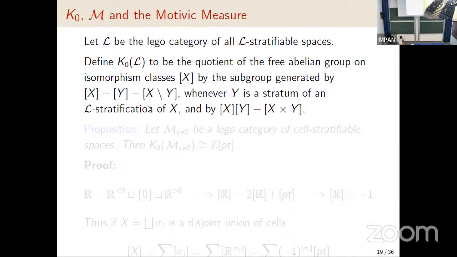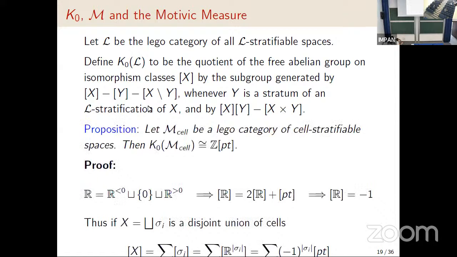Now I changed a little bit my definition of the arithmetic ring by saying that if I have a Lego category, so if I have stratifiable spaces, I have this property every time I remove a stratum. If I have Y in X, I don't necessarily have this property because I don't know if X minus Y is in my space. But if I have Y a stratum of X, if I remove it, I'm left with other strata. So I changed a little bit my definition of K0, and I get this.